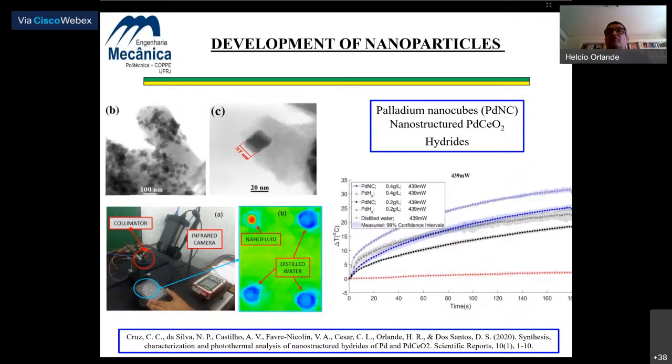We can see that the effect of the hydrogen in the nanoparticles was remarkable. With the palladium nanocubes that were hydrogenated, the temperature increase reached 32 centigrades, while the common nanofluids with the common palladium nanocubes, not their hydrogenated versions, reached 25 centigrades. And for a comparison, we have this red line here, which shows the temperature increase of the distilled water when it was heated, which was less than 1 degree centigrade.